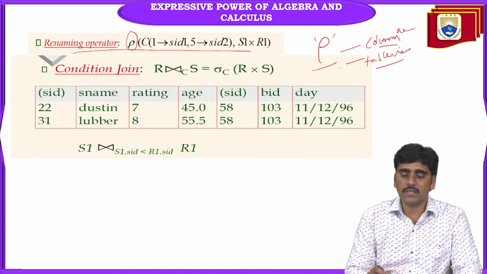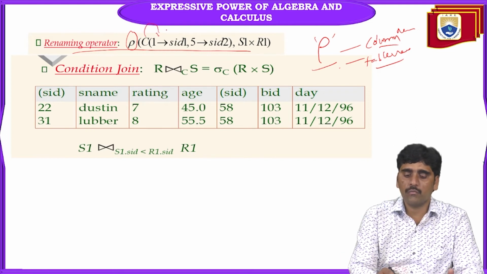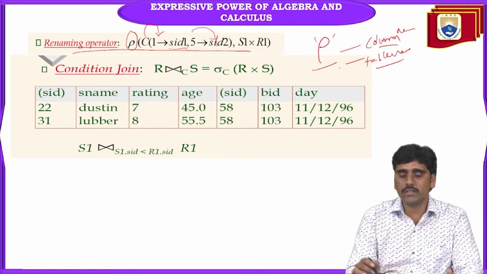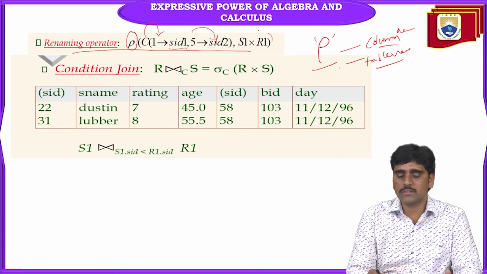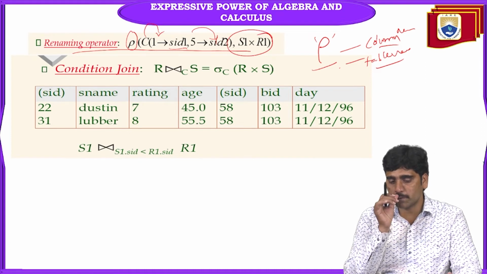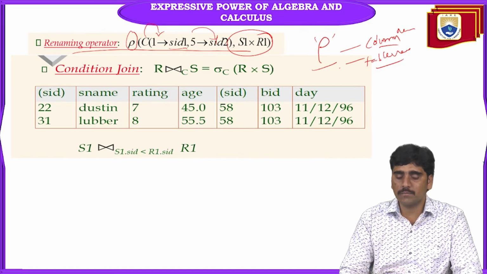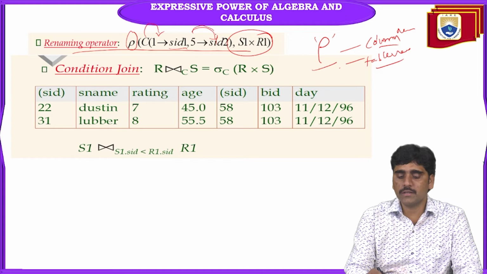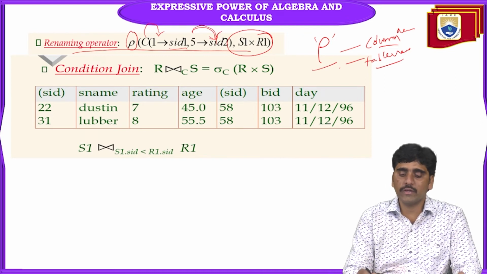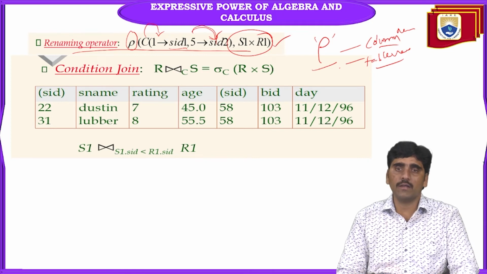Right. Now you can see how we can rename the columns. This is column 1, which belongs to SID1, and column 5, which belongs to SID2. I can represent this with the help of S1 into R1. So those two tables can have these SID columns. The first one is replaced with SID1 and the fifth one is replaced with SID2. This is the way you can rename the columns as well as the tables.